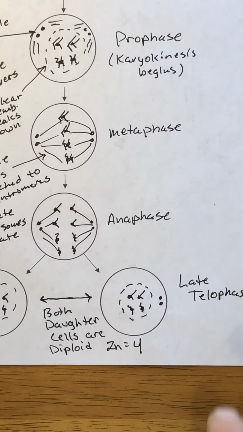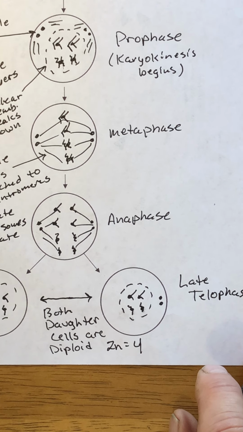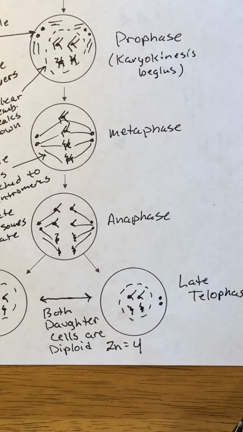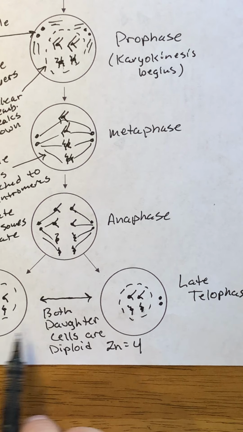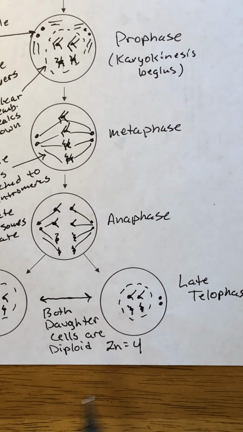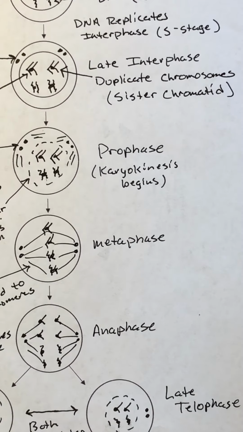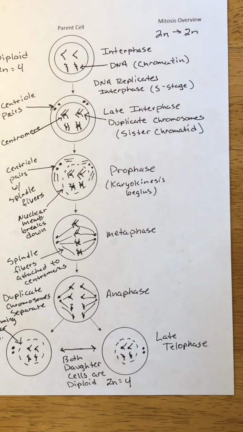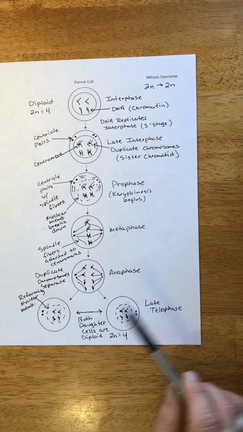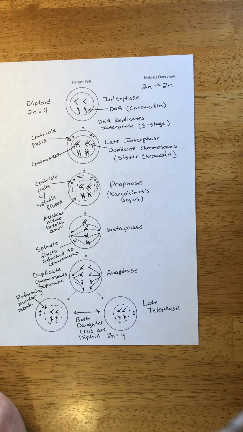And by late telophase, we have completed karyokinesis and cytokinesis. And these two daughter cells essentially will return back to, remember it's a cycle, back to the beginning, back to interphase.